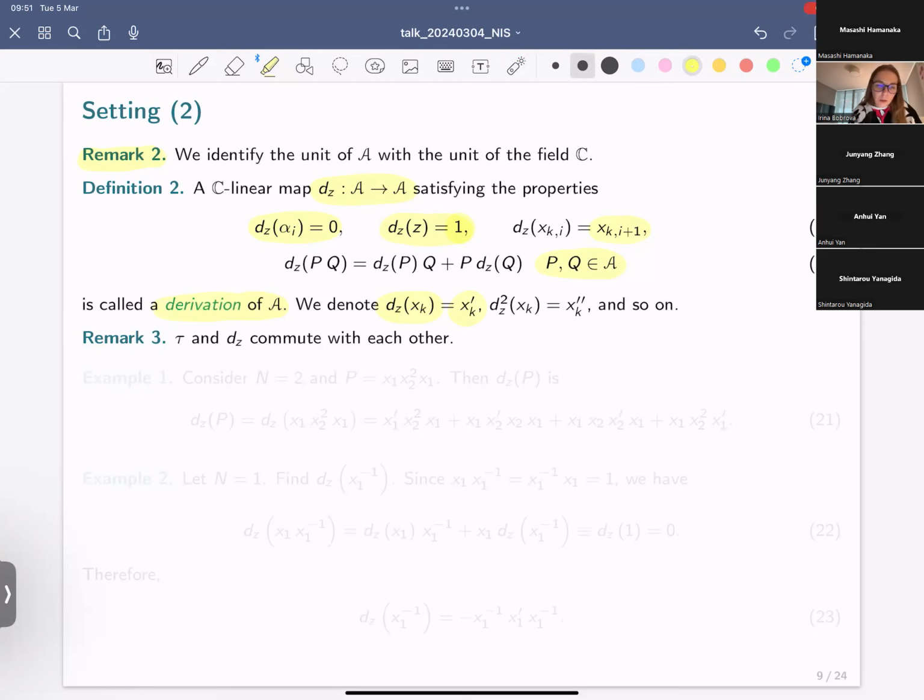Not a very trivial, but useful remark is that the involution tau and the derivation of A commute with each other. It's important to remember this.